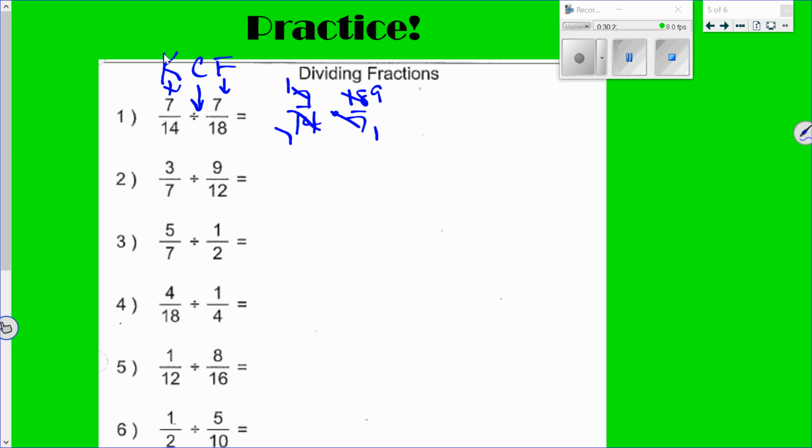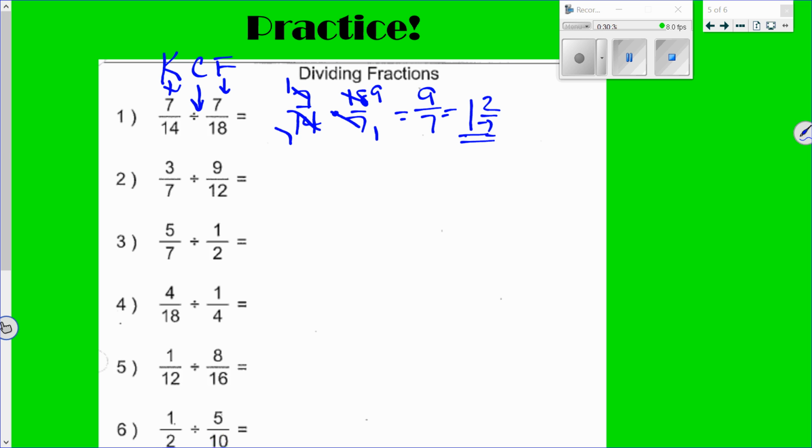Go through your numbers. Can I divide them out by 2? Nope. 3, no. 5, no. 7, no. Say no 4 times, you're done simplifying. 1 times 9 is 9. 7 times 1 is 7. 7 goes into 9 once with 2 left over.